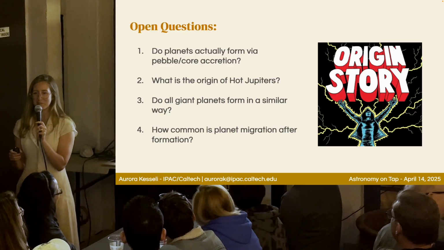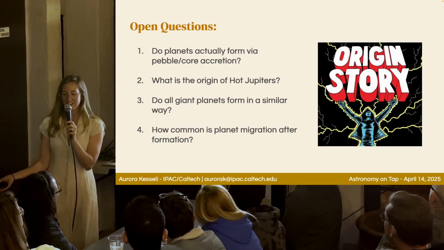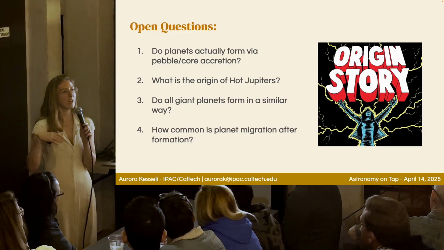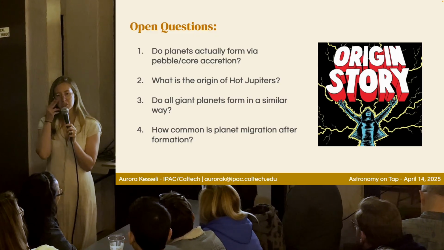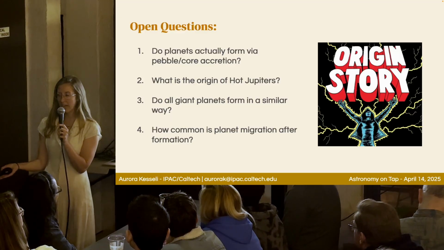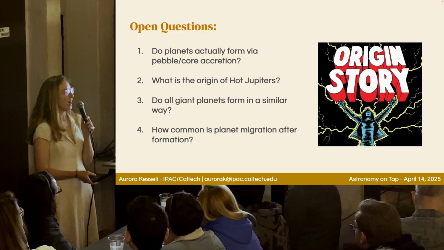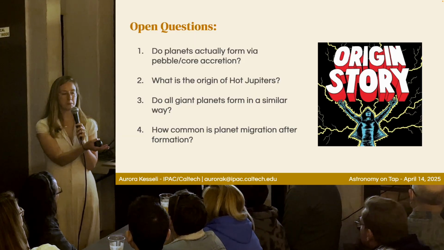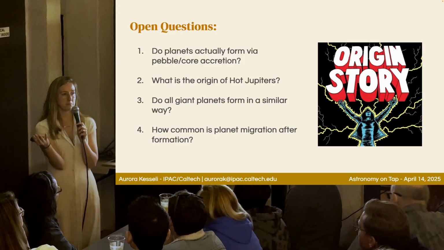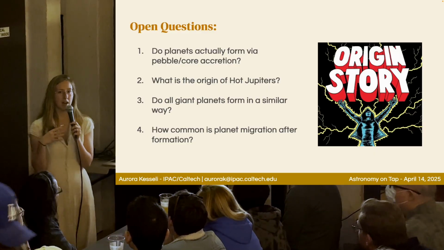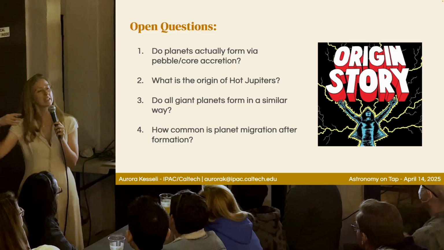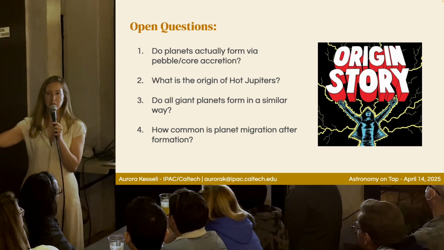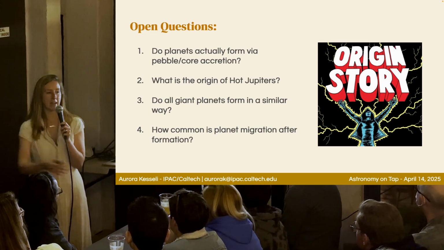Okay, so based on all of this, there's a bunch of open questions still. I told you about the theory of core accretion. We have some evidence that points towards core accretion being real, but is this actually how planets form? If it is how planets form, how can we explain these hot Jupiters? There's about 2% of stars have these, so they have to form in some way. And so do they form in a completely different way than the Jupiter in our solar system, or do they form similar to the Jupiter in our solar system and then migrate?